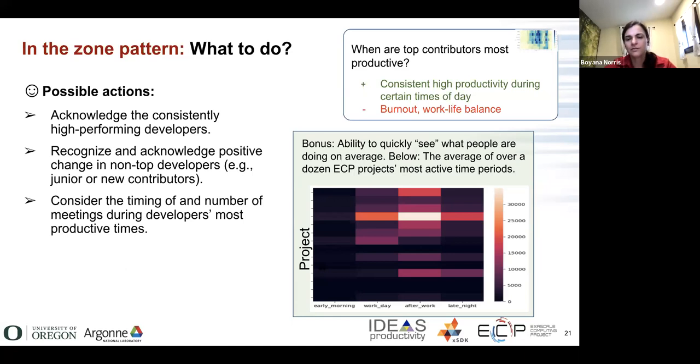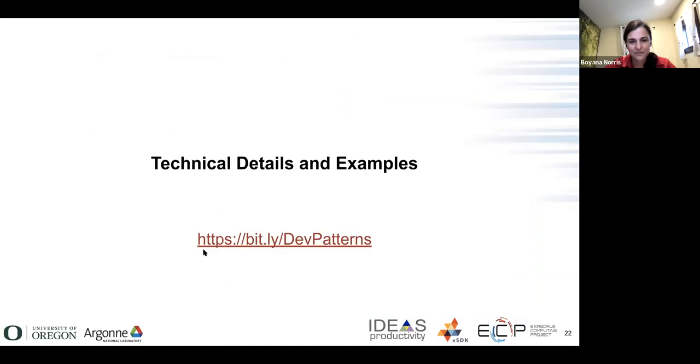You can also avoid scheduling meetings during the most productive times for your own team that you know based on this analysis. In this heat map here, we've actually put an average of all the projects that we have from the ECP publicly available projects, and it's kind of interesting that the lighter numbers here are higher values. It seems that most of the work is happening after work, after 5 p.m. hours, which is kind of an interesting observation.